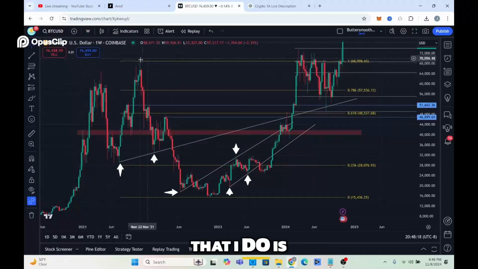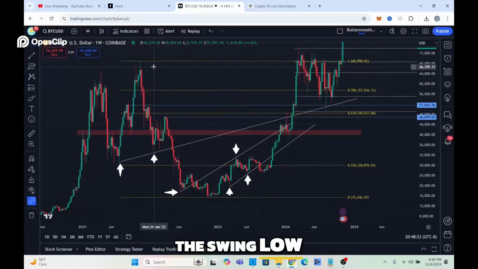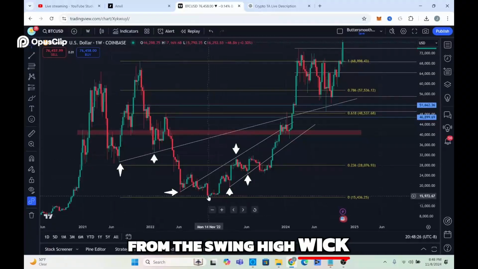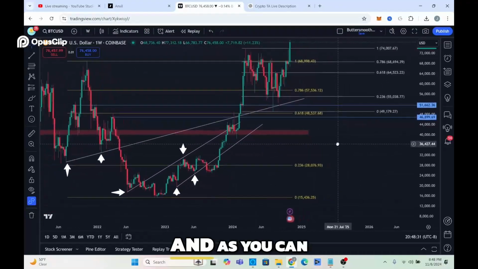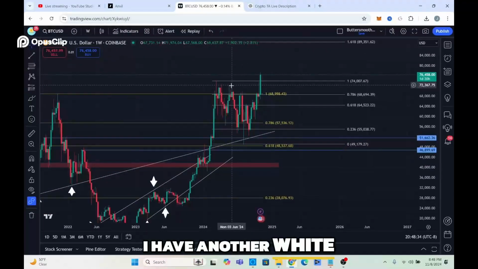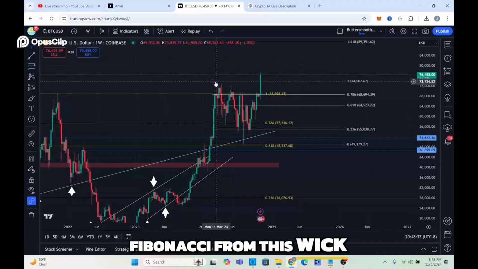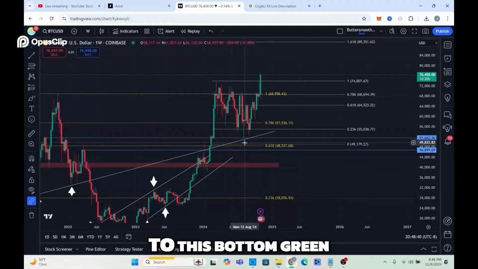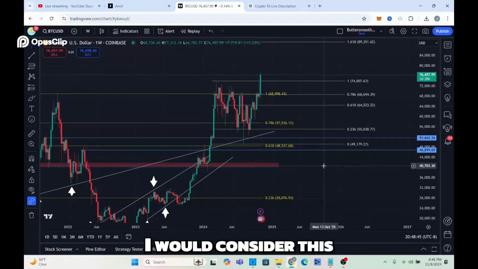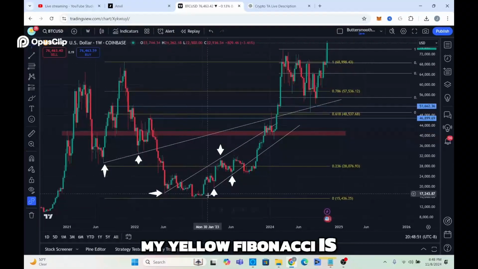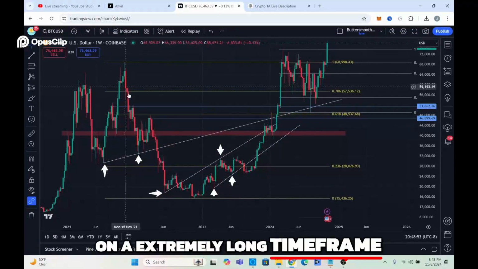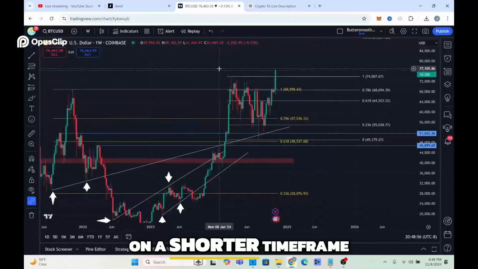Then the next thing that I do is the typical Fibonacci, which I do from the swing high to the swing low, from the swing high wick to the swing low wick, and then as time goes on I extend it out. And as you can see here, I have another white Fibonacci from this wick, which is a swing high, to this bottom green wick from August 5th, 2024. I would consider this a Fibonacci extension, because my yellow Fibonacci is on an extremely long time frame, right? And this is more on a shorter time frame, right?